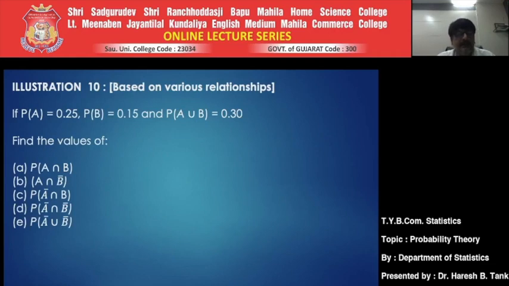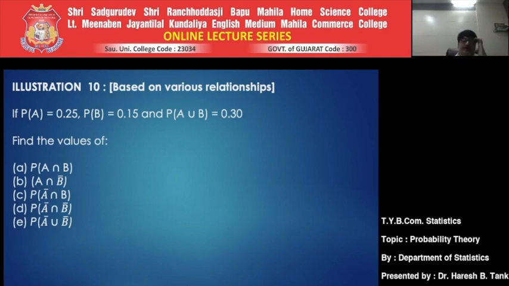Let us suppose probability of A is given to you as 0.25, probability of B is given to be 0.15, probability of A union B is given to be 0.30. And our intention is to get values of probability of A intersection of B, probability of A intersection of B complement, probability of A complement intersection of B, probability of A complement intersection of B complement, and probability of A complement union of B complement. Look, all these formulas we have seen in the case studies, right? In these cases, all these formats were there.